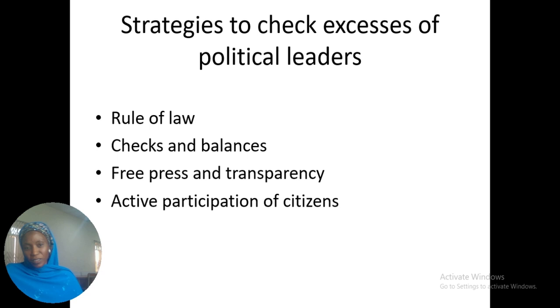Then we have strategies to check the excesses of political leaders. What are those methods that will be used to check leaders, their excesses, and then put them back on track? The rule of law is there, the checks and balances, free press and transparency, active participation of citizens. That is, citizens will checkmate the activities of their leaders and ensure that they are doing the right thing.